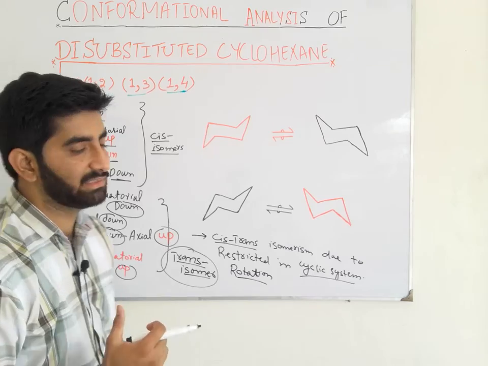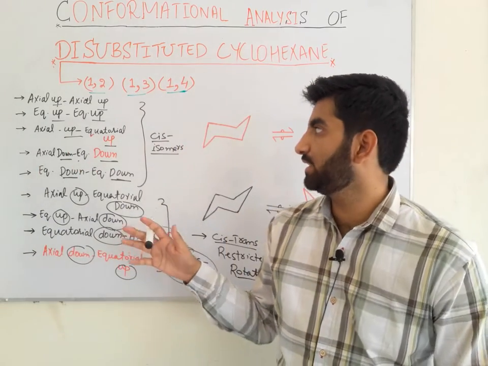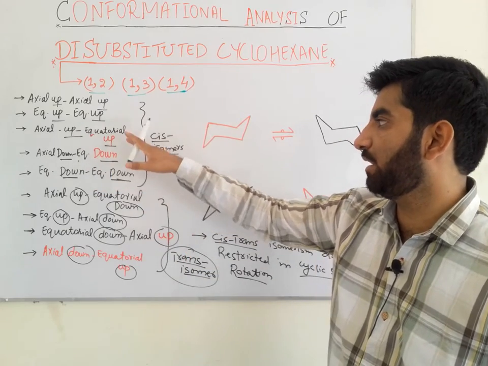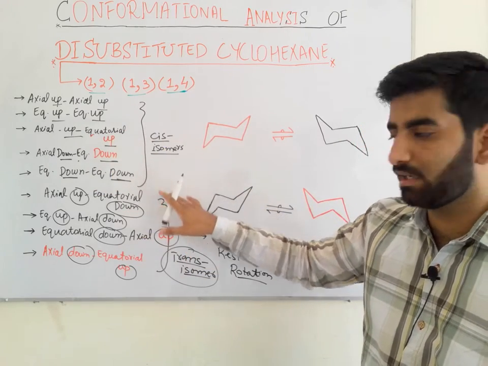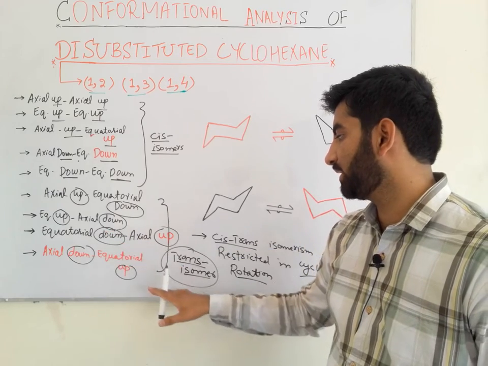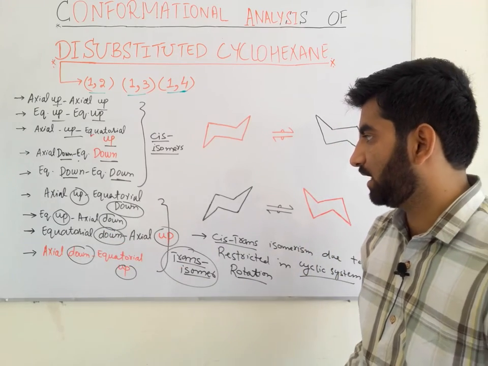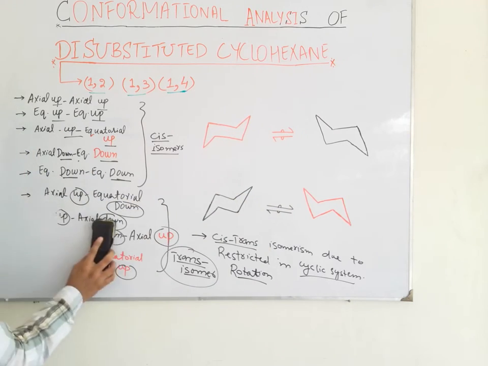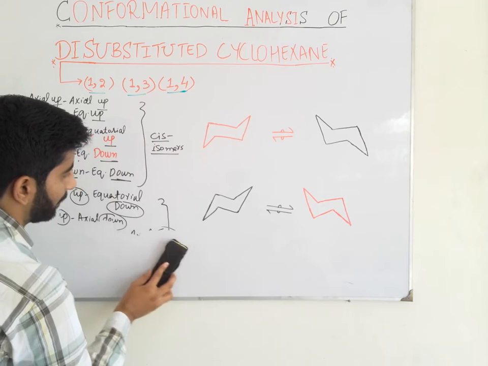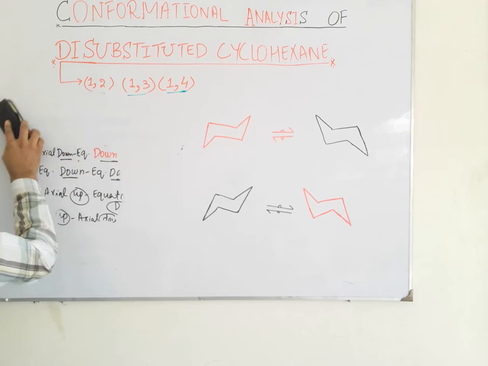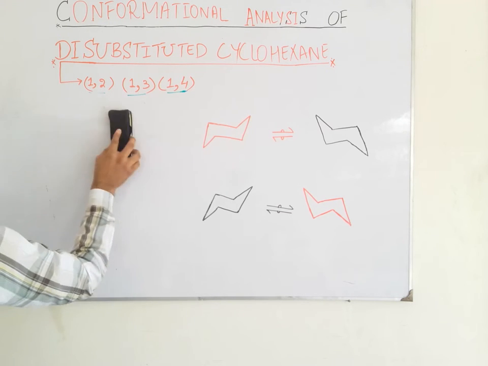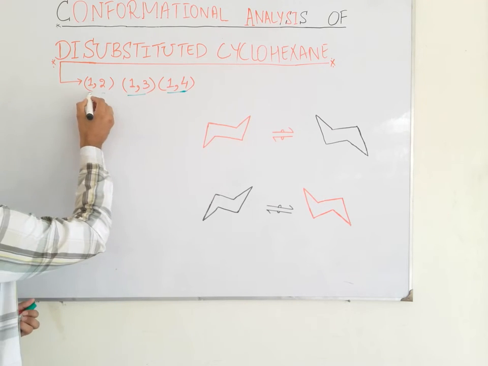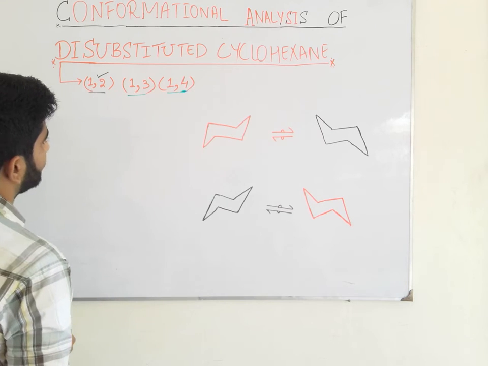So this is the system. How do we assign cis and trans isomers to disubstituted cyclohexane? If both groups are in the upward direction or both in the downward direction, they are cis isomers. If one group is upward and the other downward, they are trans isomers. First of all, we will discuss the 1,2-disubstituted cyclohexane.